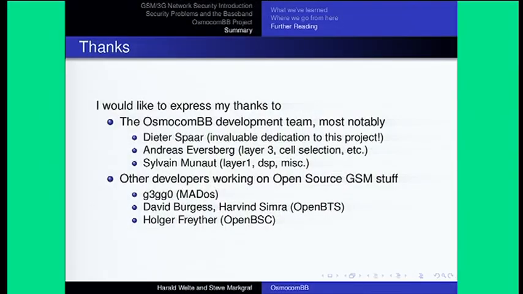We have Andreas Eversberg, who has been spending most of his summer implementing the layer 3 and the cell reselection and all this. Sylvain Munaut, who has already been on stage yesterday, doing a lot of layer 1 and DSP work. And we have other developers who are working on open source GSM stuff, just to name a few. I really want to thank these guys. They boldly go where no man has gone before.